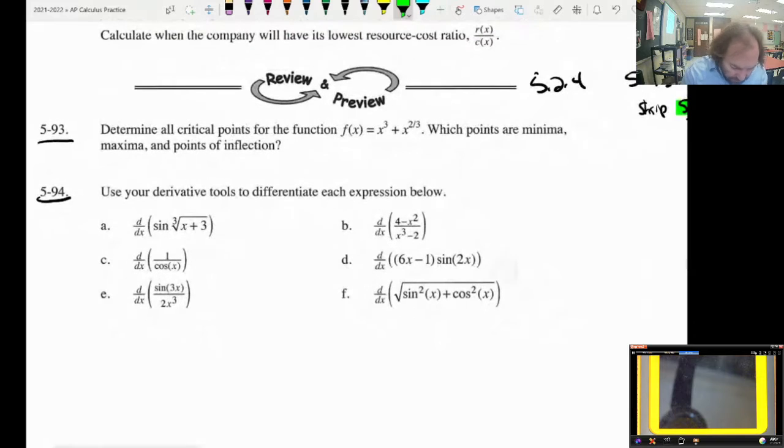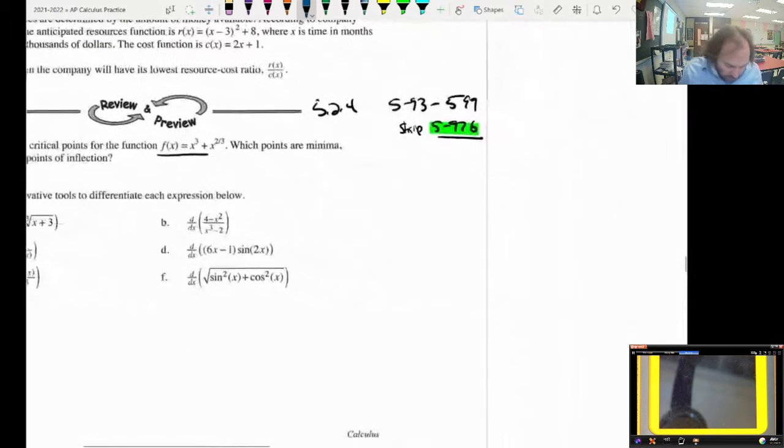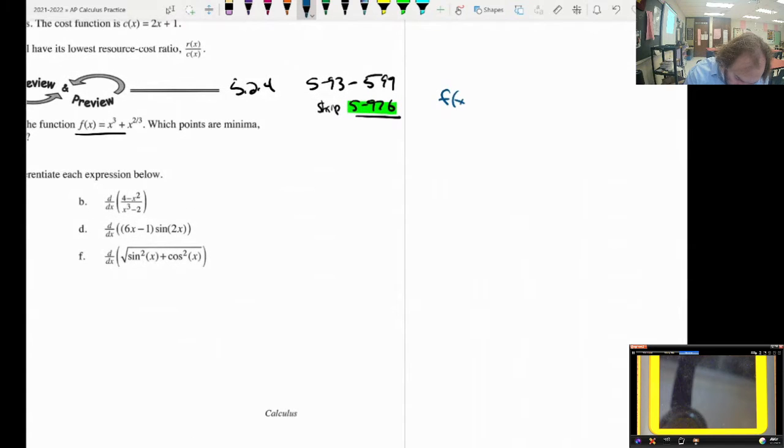593 is going to give us a function, f of x equals x to the third plus x to the 2/3, and we are going to find the minimum, maximum, and points of inflection for that. So let's get into it. When it comes to minimums and maximums, we're going to look at the derivative and figure out when it's equal to 0. I'm going to do that work over here because there might be a good amount of it to do. So we're going to take our time and map out everything before we start.